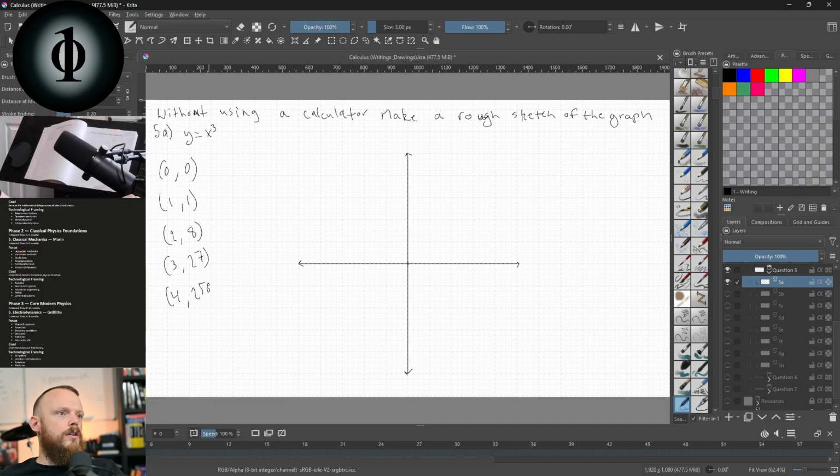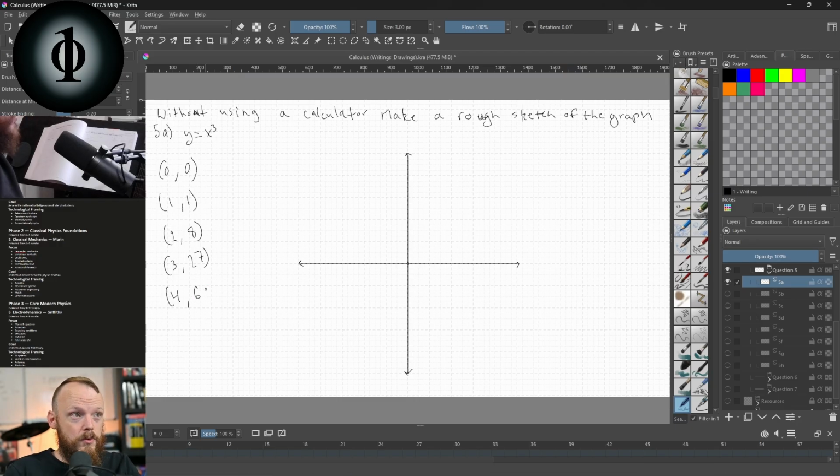No, I'm wrong. Y is not 256. 4 times 4 is 16 times 4. Y is 64. I was thinking x to the fourth. All right. We won't really be able to map that one because we only have 20 here. Well, I could. Yeah, we'll map that one. All right. We'll go the other way.